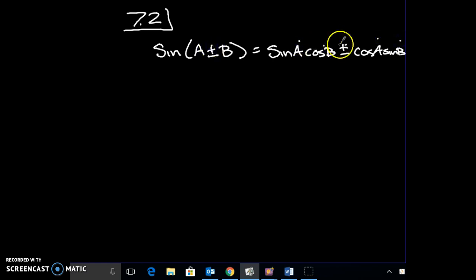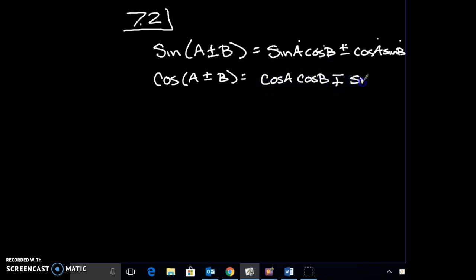If it's plus, plus, minus, minus. Sine, cosine, cosine, sine. And then cosine, the signs are the opposite. So when I see a plus, I'm going to see a minus. When I see a minus, I'm going to see a plus. Cosine, cosine, sine, sine. So I do expect you to have those formulas memorized.